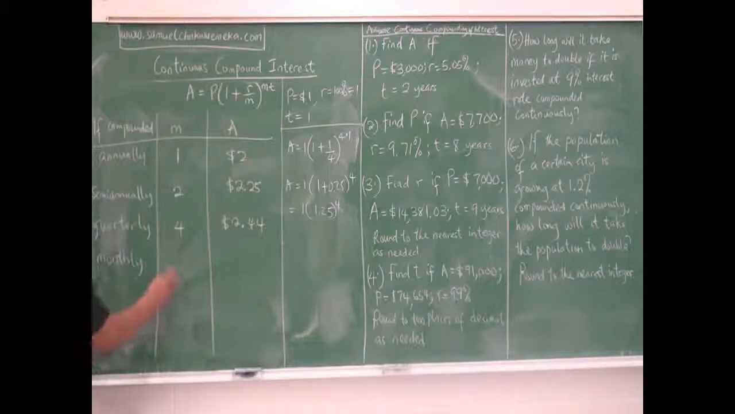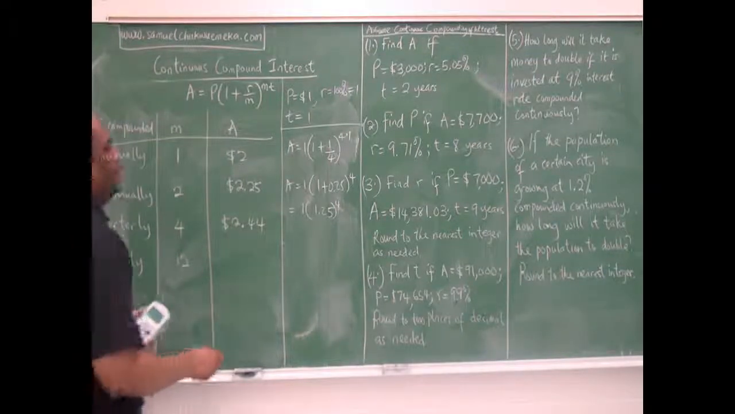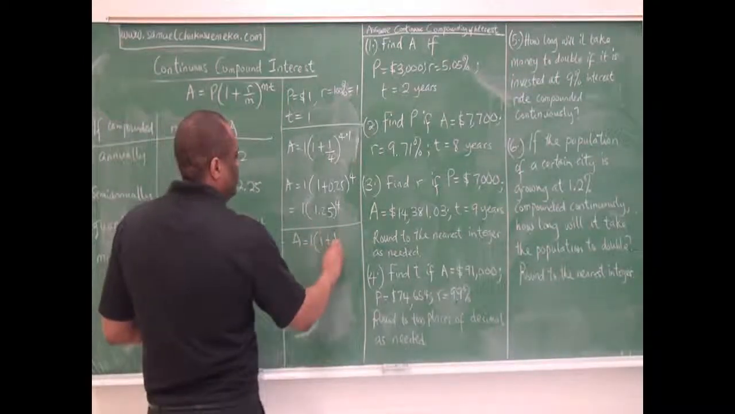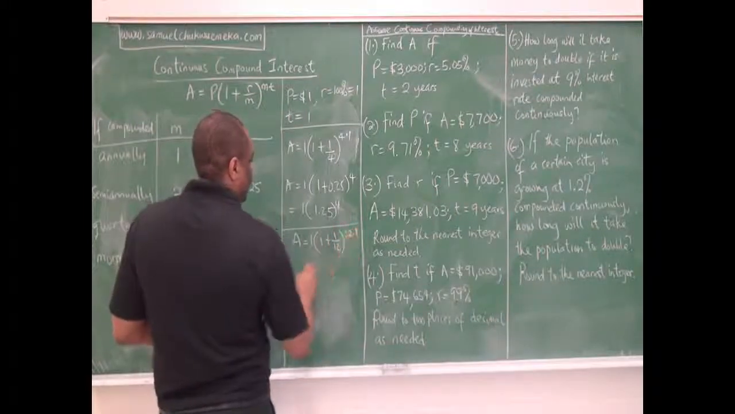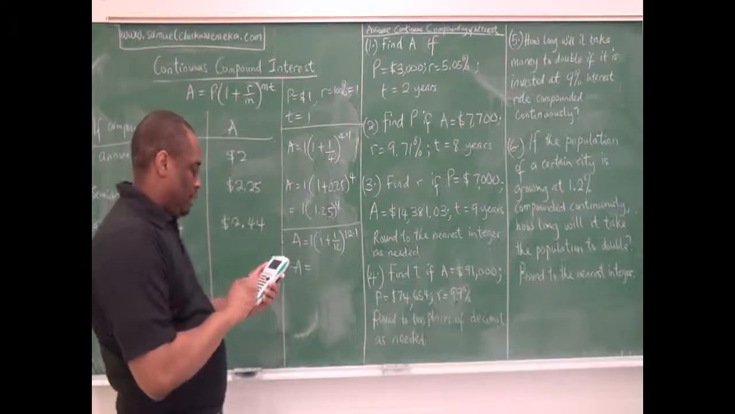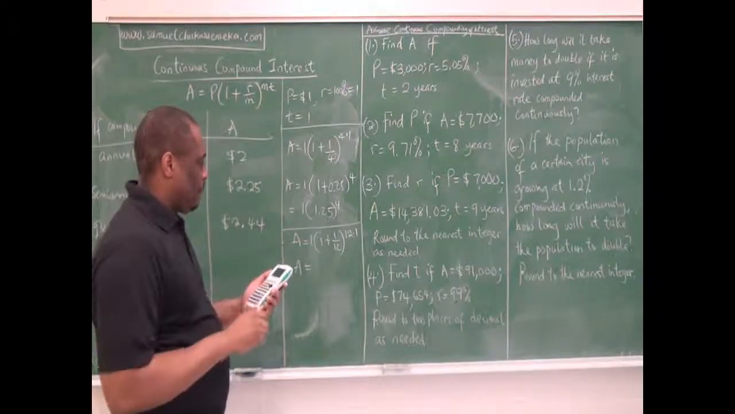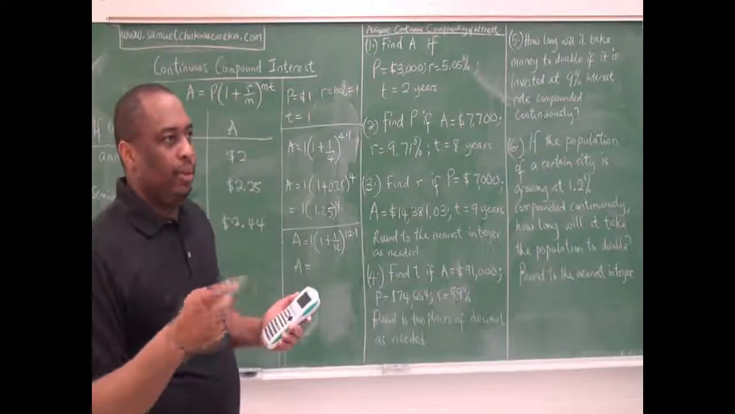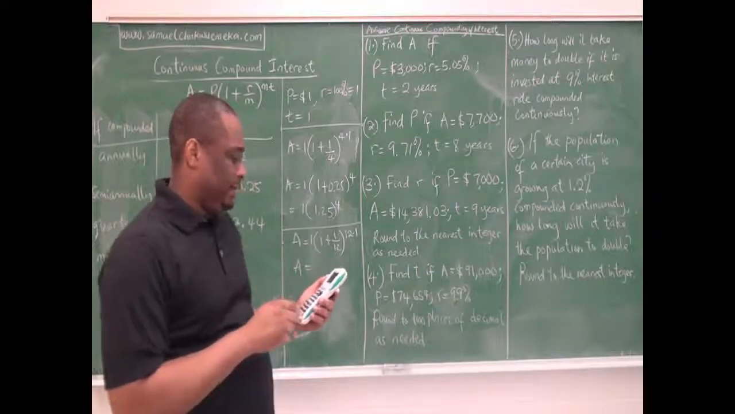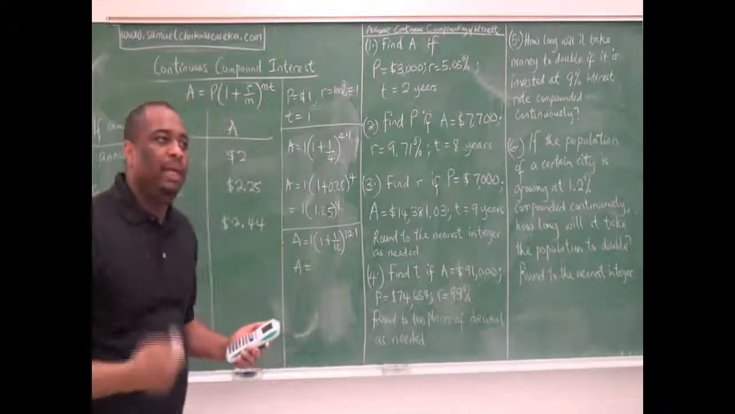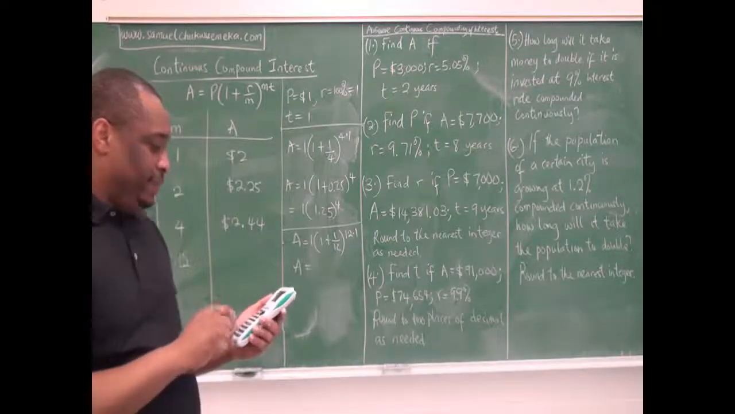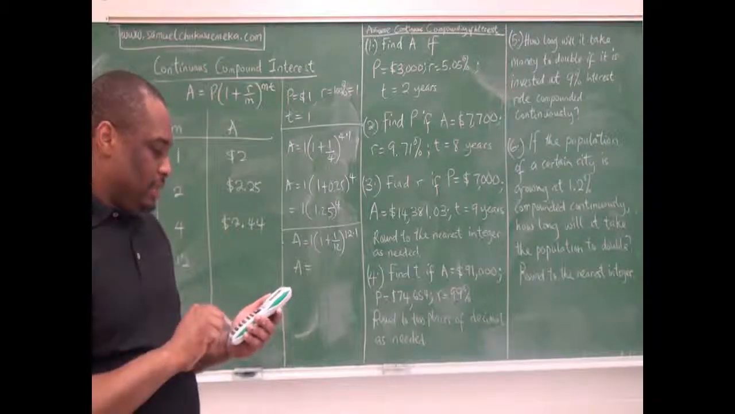Okay, what if we compound monthly? Monthly means that M is 12. So what will it be? A will be 1 plus 1 over 12, raised to 12 times 1. 1 divided by 12 is a lot of decimals, right? Don't round now. You round at the final answer. I always say this in my videos: please do not round in the middle. Round at the end. It is very important. Otherwise you won't get the right answer.